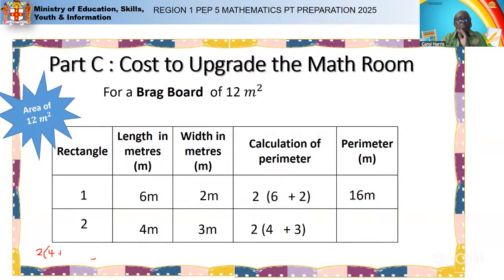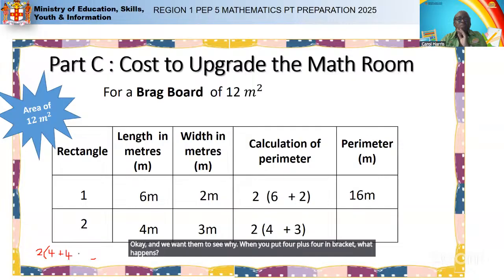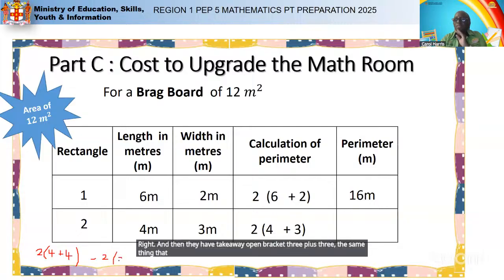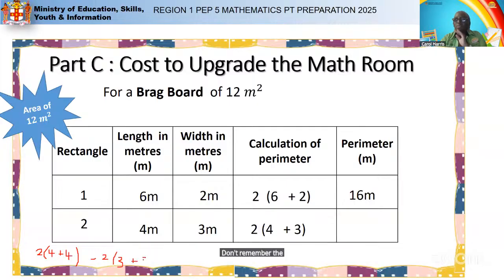Okay, and we wanted them to see why, when you put 4 plus 4 in bracket, what happens. And then close bracket, and then what? And then they have take away. Yes. 2 open bracket, 3 plus 3. The same thing that, what was that person earlier again? Was it Aliana? I don't remember the name, but I'm seeing the same thing here. So there might be more than one person. So let's work that out together.